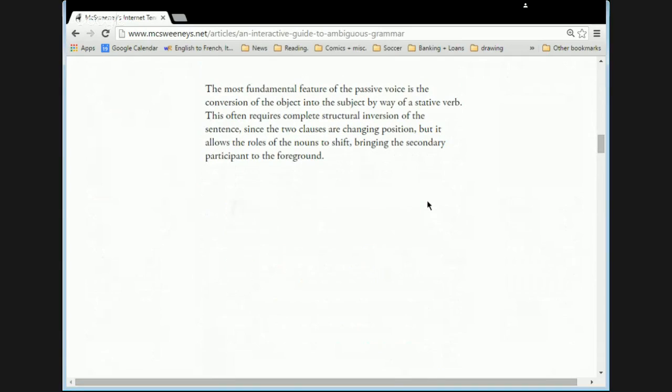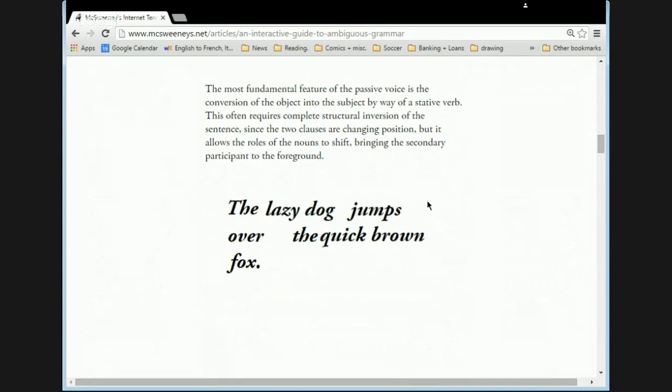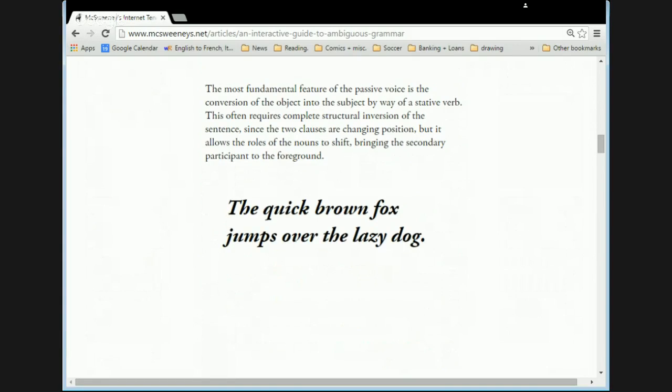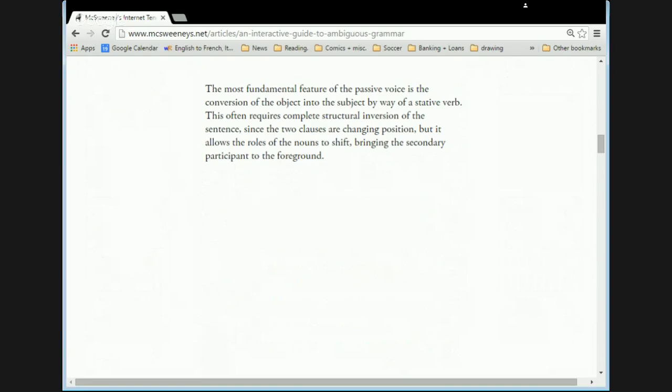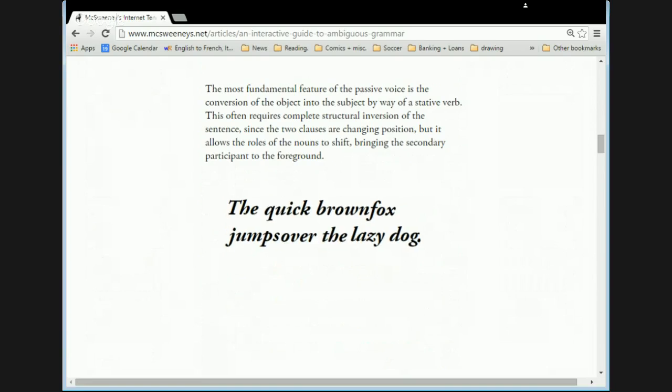The most fundamental feature of the passive voice is the conversion of the object into the subject by way of a stative verb. This often requires complete structural inversion of the sentence since the two clauses change position, but it allows the two nouns to shift, bringing the secondary participant into the foreground.